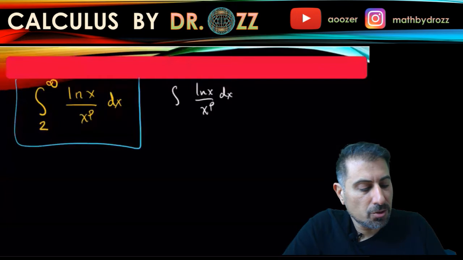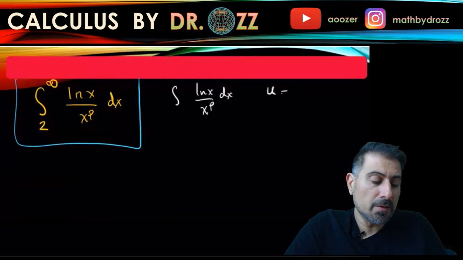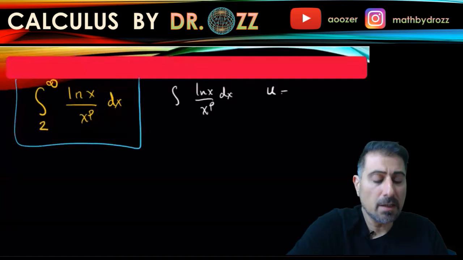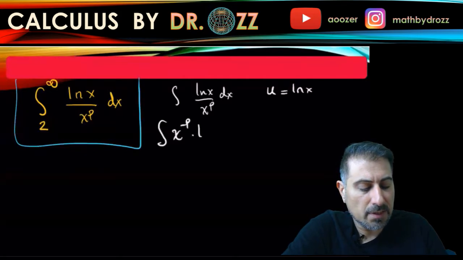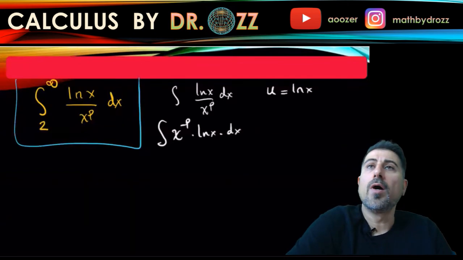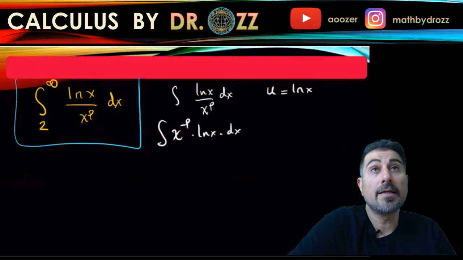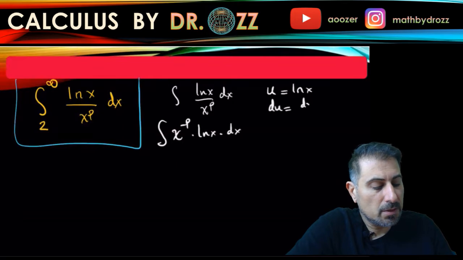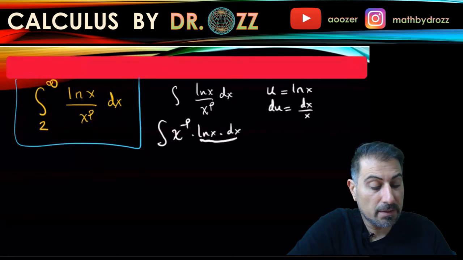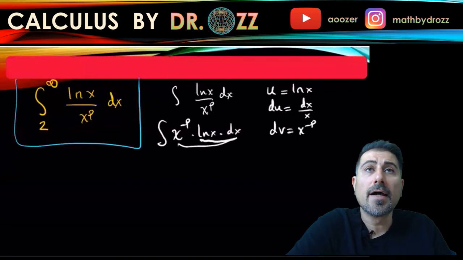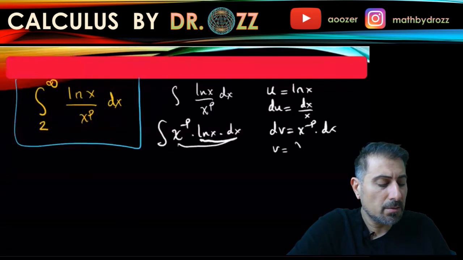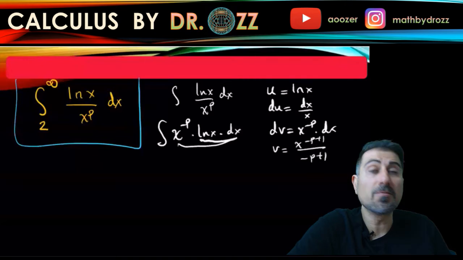So I'm going to go ahead and choose ln x to be u, because ln x is against a polynomial type function. Here you have 1 over x to the p, so it's almost like x to the minus p times ln x times dx, right? So x to the minus p against ln x, I call ln x to be u, and du is going to be dx over x, and whatever is left over is your dv. So dv is going to be x to the minus p times dx, and I'm going to use the power rule for integration. So x to the minus p plus 1 over minus p plus 1.